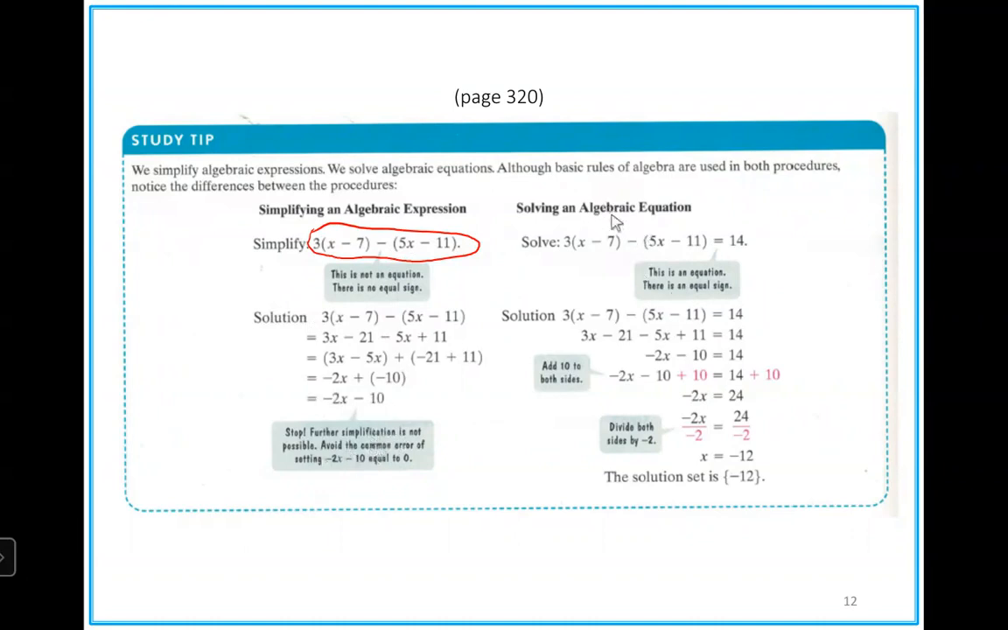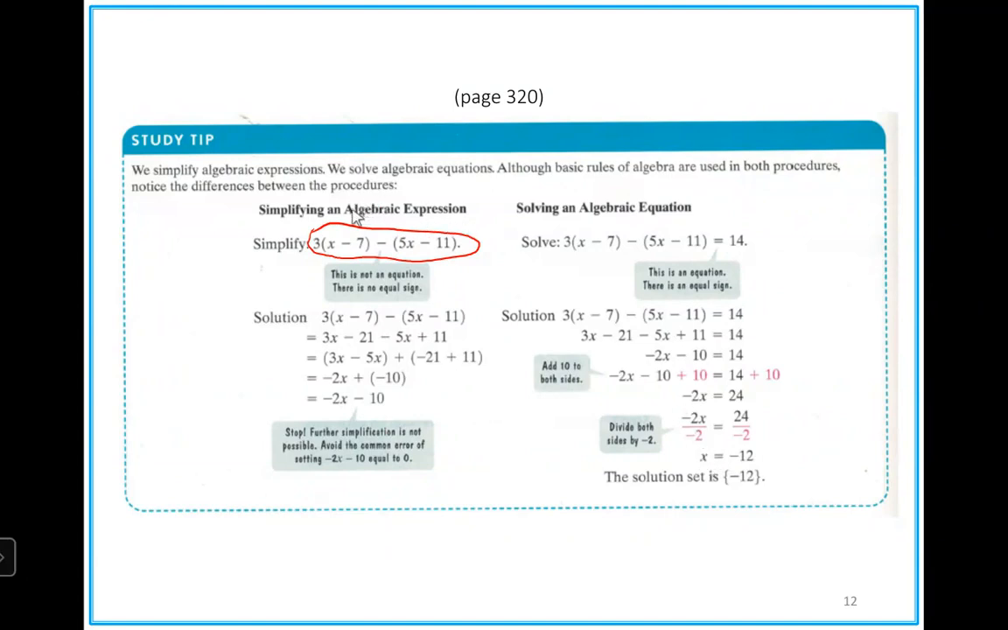Now with an algebraic equation, you see an equal sign, at the end of solving, you're going to say what the variable is equal to. In this case, x is equal to -12. So please note the difference between an expression and an equation. An equation tells you that one set of things is equal to another, and at the end of solving an equation, you find out what the value of the variable is.